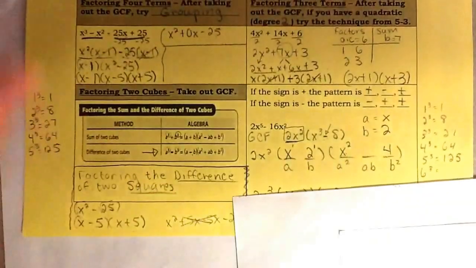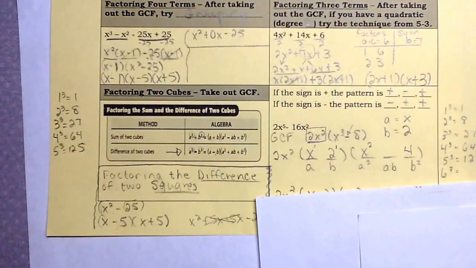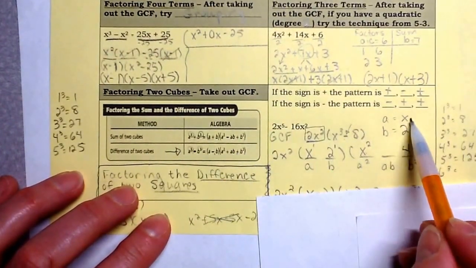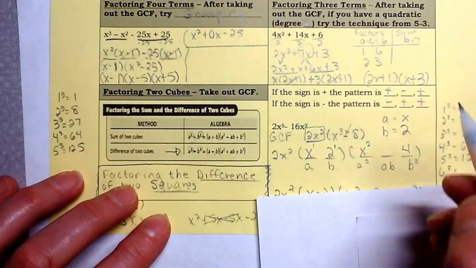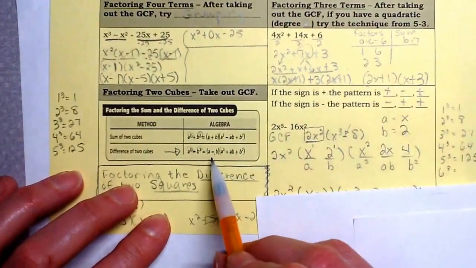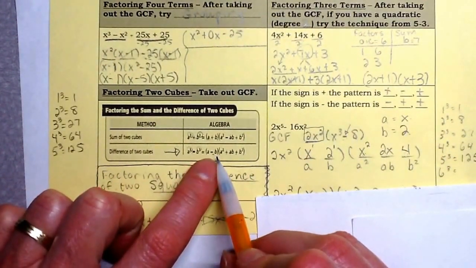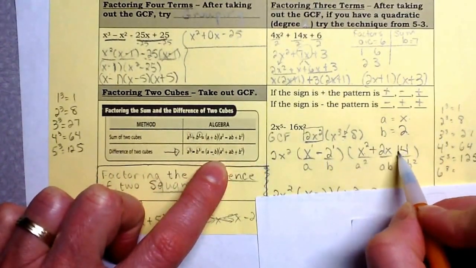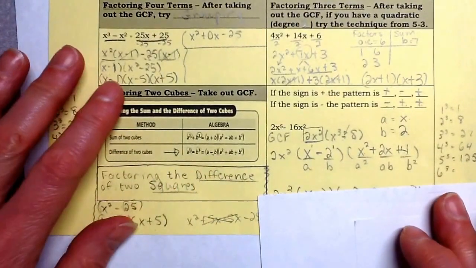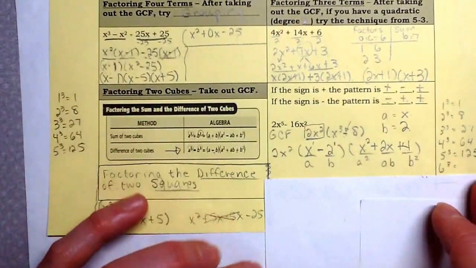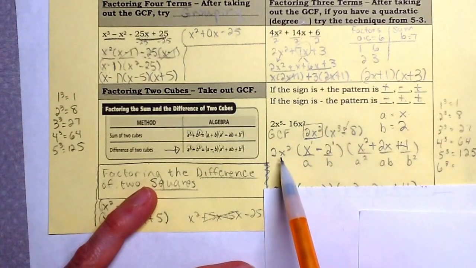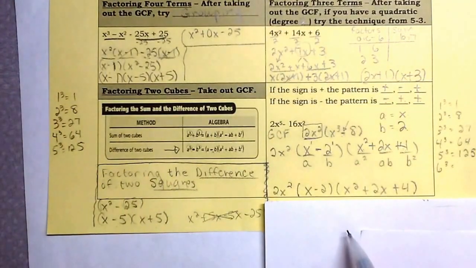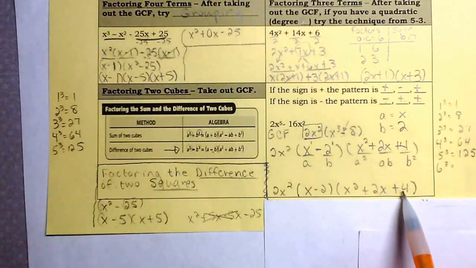And then in the middle, you just multiply a times b. So our a is x, our b is 2. So we're just going to say 2x. Since this is a subtraction problem, I put subtraction here, and then I put plus plus here. So minus plus plus. And I will give you several of these problems for you to practice with. So my final factored form is going to be 2x squared times x minus 2 times x squared plus 2x plus 4.